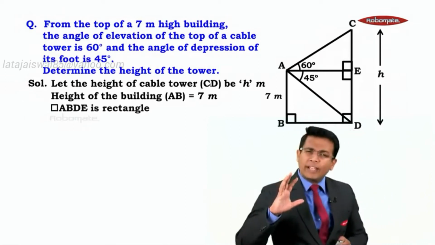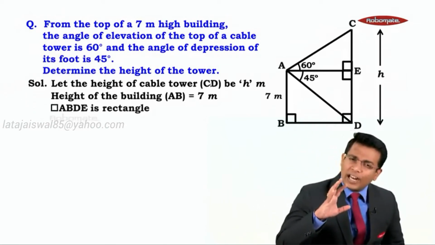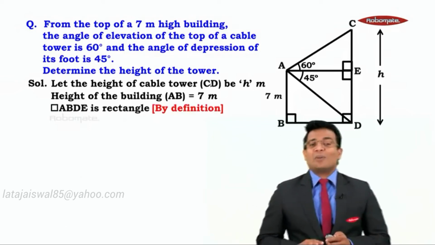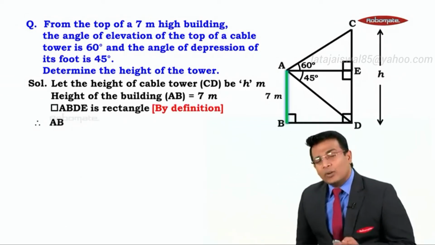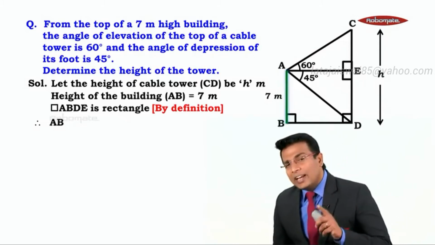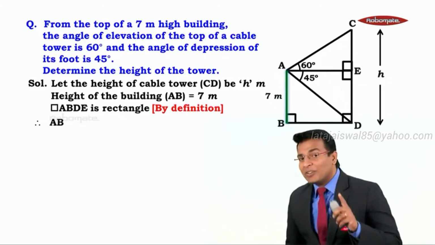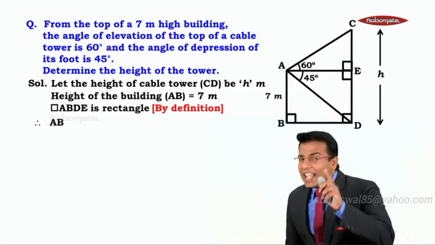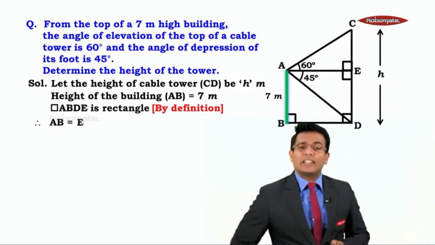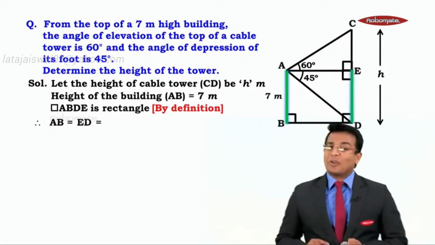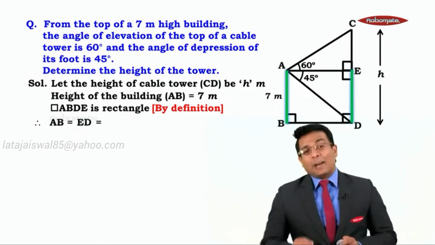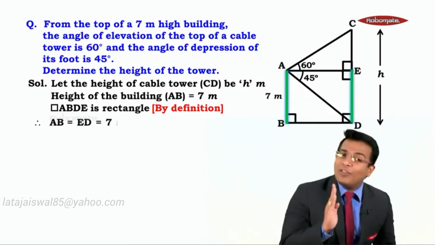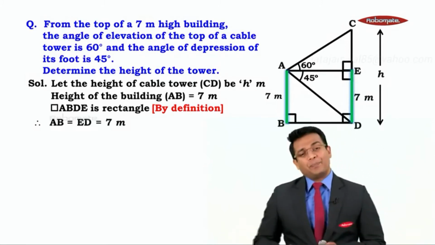Now how are we going to get that? For that, observe the quadrilateral ABDE. In that quadrilateral, if you observe carefully, it is a rectangle. Why is it a rectangle? Because each angle is 90. In that, AB is equal to ED. Can we say that? Yes, we can say because opposite sides of a rectangle are equal in length. That means length of AB is 7. So length of ED will also be 7 meter.